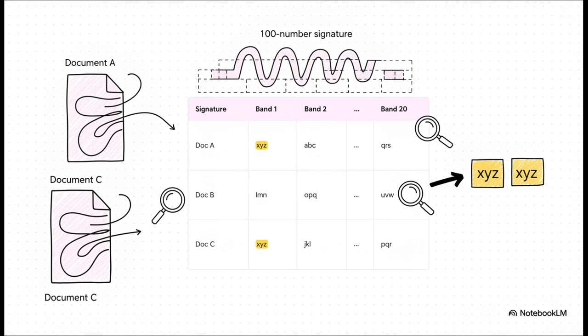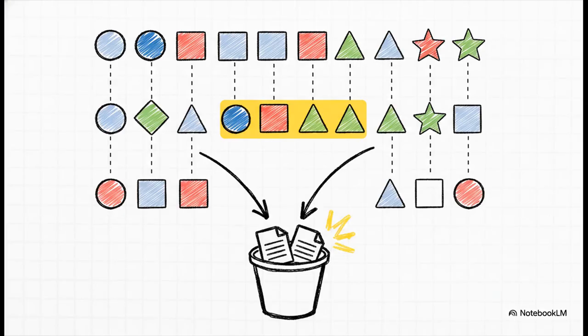Now, take a look here. Document A and document C, their full signatures are different, but if you zoom in on just band 1, you'll see that that little chunk is exactly the same, XYZ. And that right there, that's the simple rule that makes this whole thing possible. Instead of comparing every single pair, the new rule is this: we only compare documents if they match on any single band. We call these candidate pairs. This slashes the number of comparisons we have to do, letting us focus only on the pairs that are most likely to be a match.